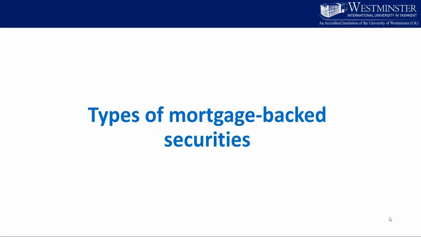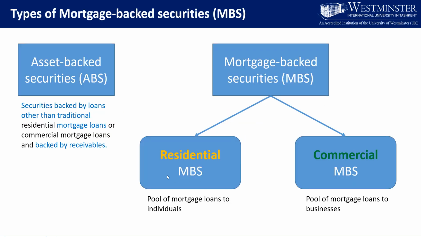Hi, and in this video I'll talk about types of mortgage-backed securities. So mainly you've got mortgage-backed securities and asset-backed securities as separate types of securities. Asset-backed securities are securities backed by loans other than traditional residential mortgage loans or commercial mortgage loans. Whenever you have anything other than the mortgage, it's called asset-backed, or ABS. This could also be backed by receivables.